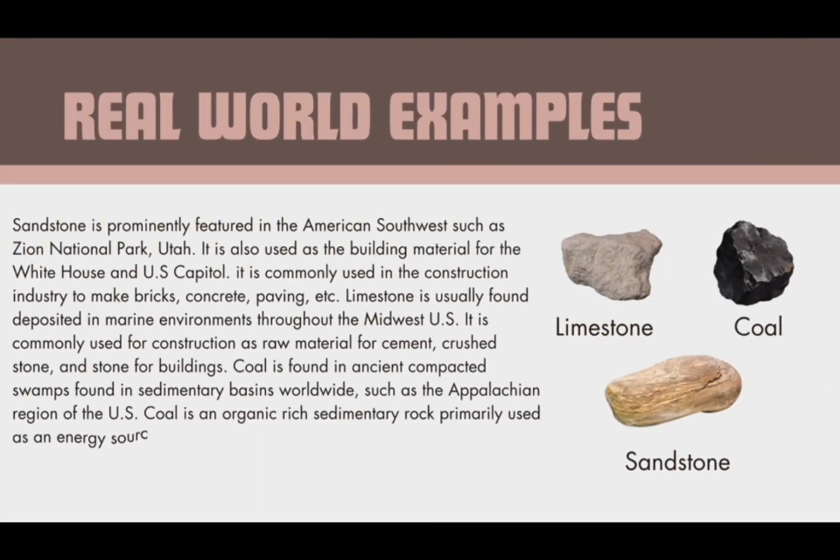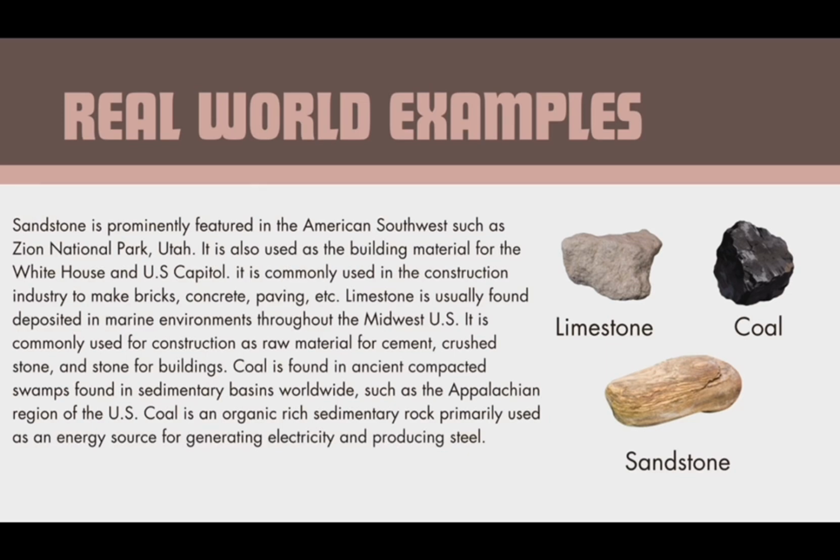Real-world examples. Sandstone is prominently featured in the American Southwest, such as Zion National Park, Utah. It is also used as the building material for the White House and U.S. Capitol. It is commonly used in the construction industry to make bricks, concrete, paving, etc. Limestone is usually found deposited in marine environments throughout the Midwest U.S. It is commonly used for construction as raw material for cement, crushed stone, and stone for buildings.